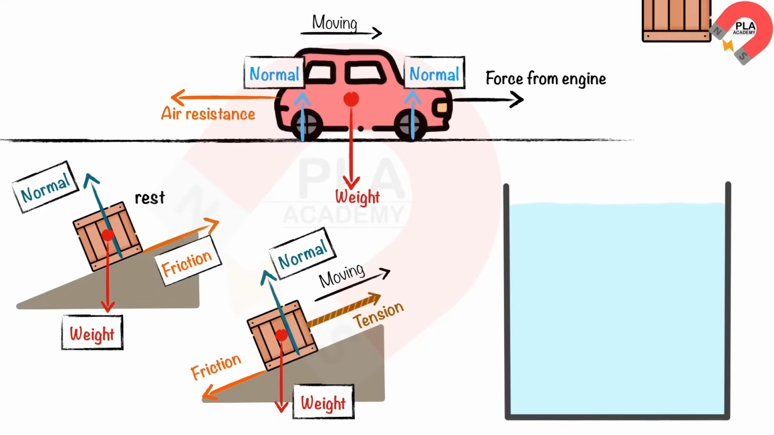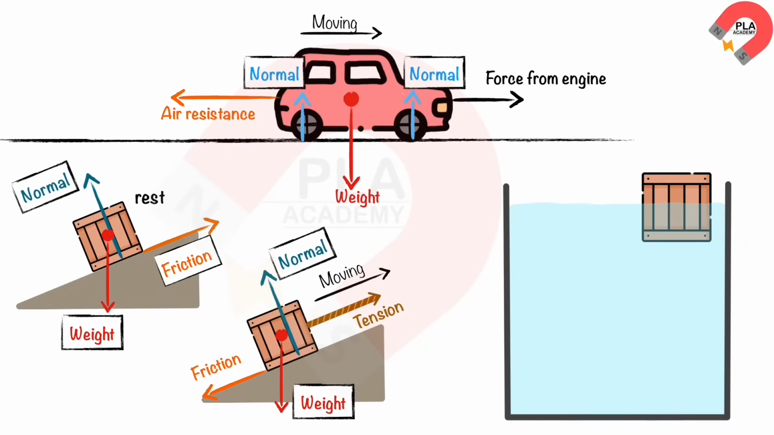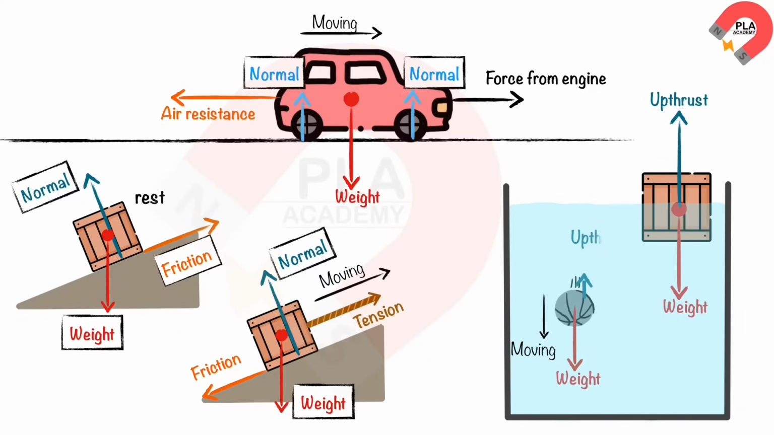When a box floats on the water, there are forces acting on the box, including the weight, which acts downward. The upthrust acts upward. When a metal sphere is moving downward through the water, there are forces acting on the metal, including the weight, which acts downward. The upthrust acts upward. The water resistance acts upward.